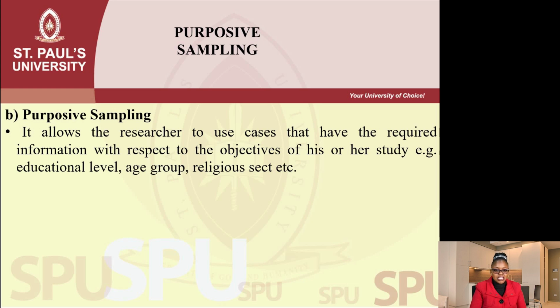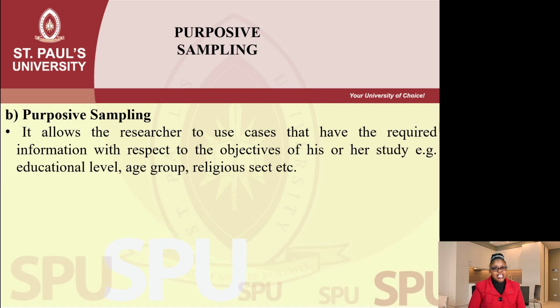Number 2 is purposive sampling. It allows the researcher to use cases that have the required information with respect to the objectives of their study. So here, you are looking for somebody who has the information that you want. Even if the problem that you're researching on is affecting 100 people, and you only find that 5 people have all the information that you want, then these are the people that you work with.